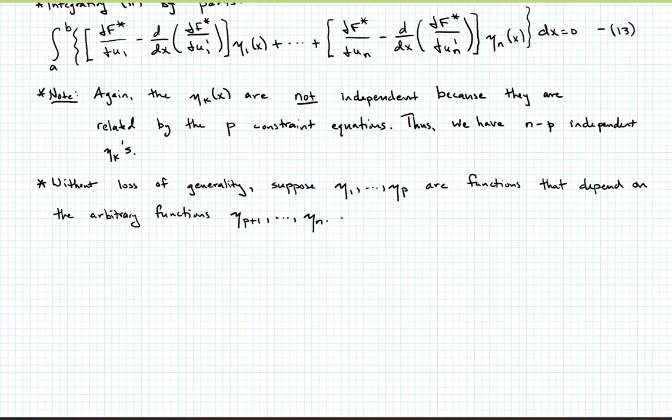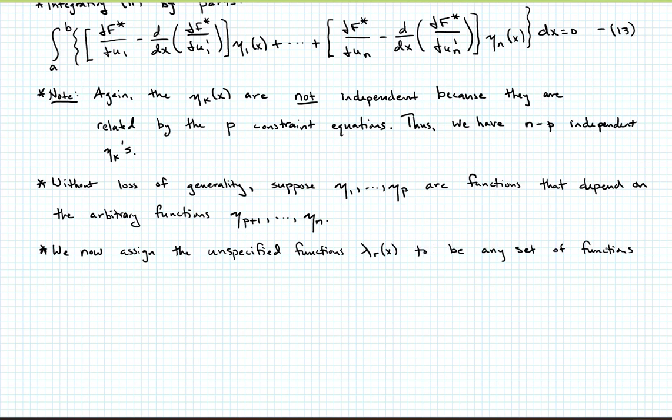So now we're going to come back to those Lagrange multiplier functions that I introduced earlier. We're going to assign those unspecified functions lambda r to be any set of functions that make the coefficient terms on eta 1 through eta p vanish. So what does that mean?